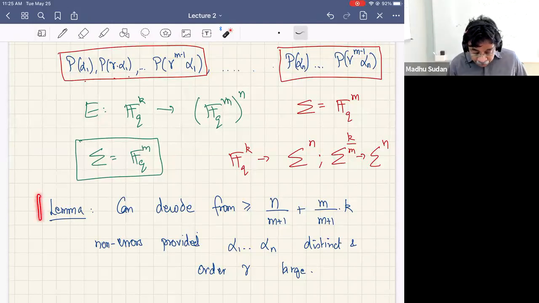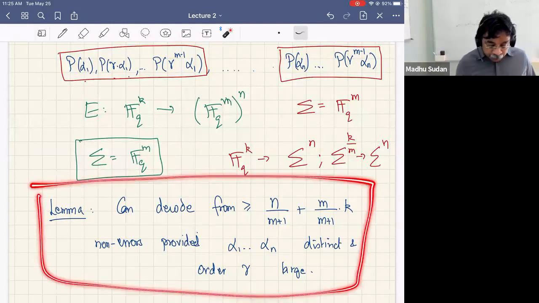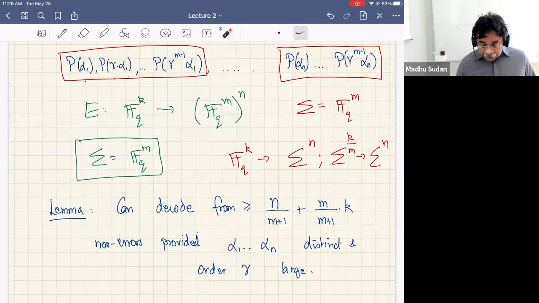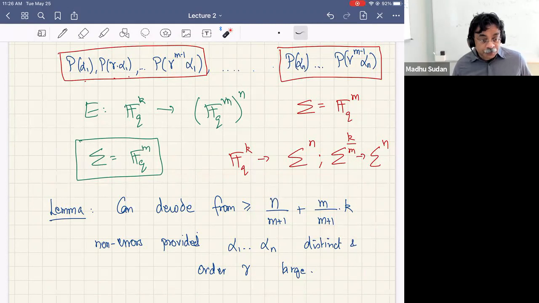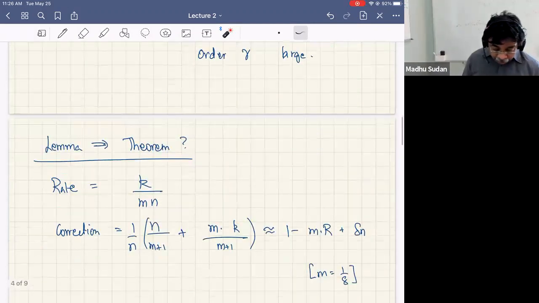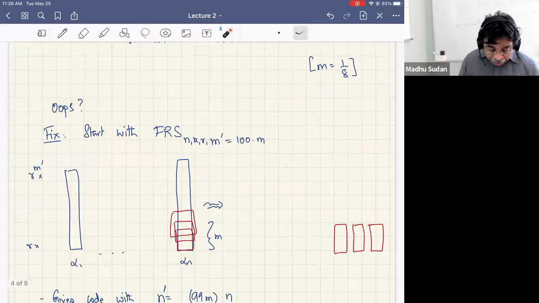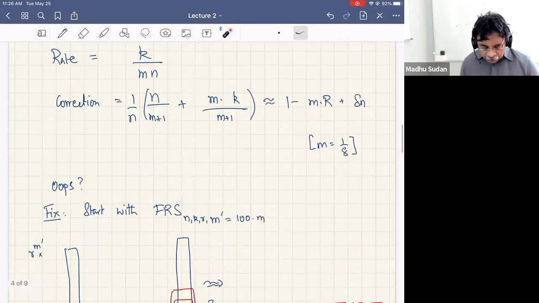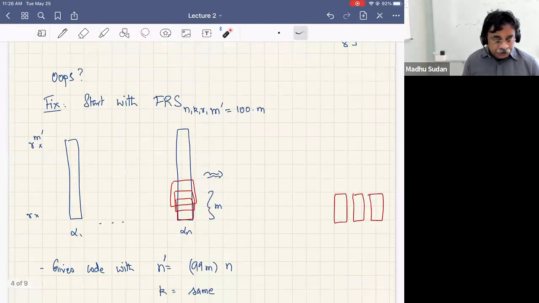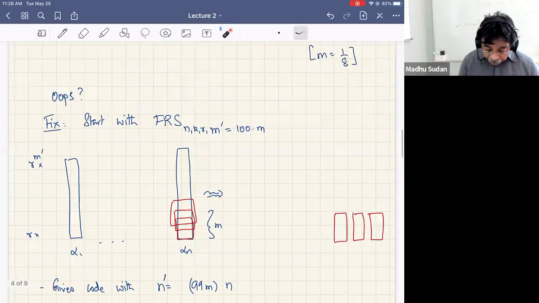Okay, so this is the lemma that we will shoot for and try to prove later. But first, let's look at this and stare at this number and see how to improve it. All we need is that alpha 1 to alpha n are distinct. Okay, all right, great. Here's what we're going to do. We started off, we have this code, we'll use some m prime. We will use this code with parameter m prime, which is very large, maybe like 100 m. Much larger than our original budget.